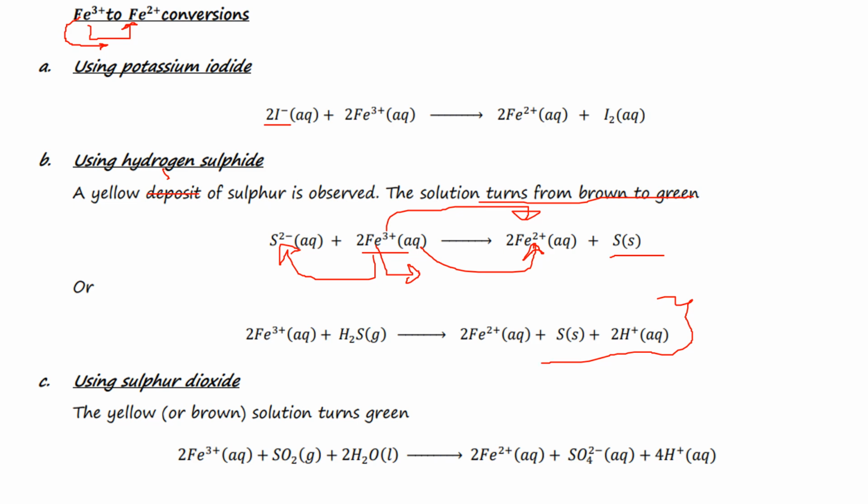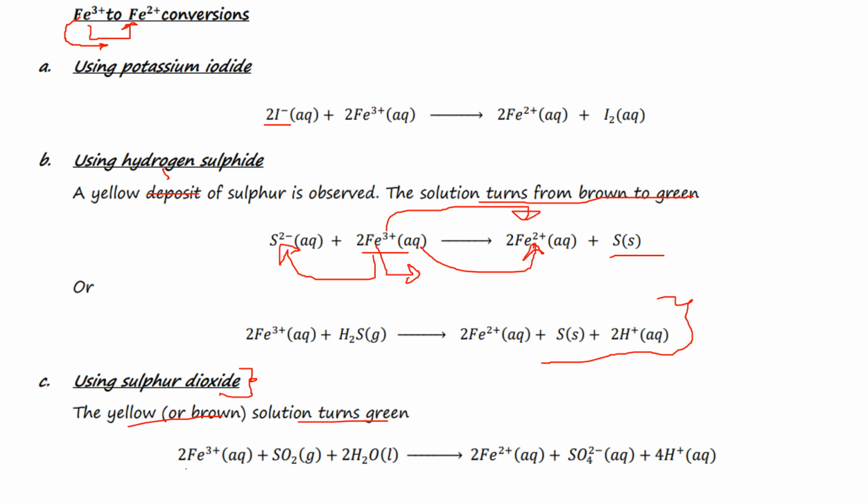Now let's look at the usage of sulfur dioxide. Iron 3 cation also oxidizes sulfur dioxide to get a sulfate ion, and protons are going to come from water after its oxidizing property. So we're going to say that a yellow or brown solution turns green, and this is due to iron 3 ion being reduced to the iron 2 oxidation state in the solution.